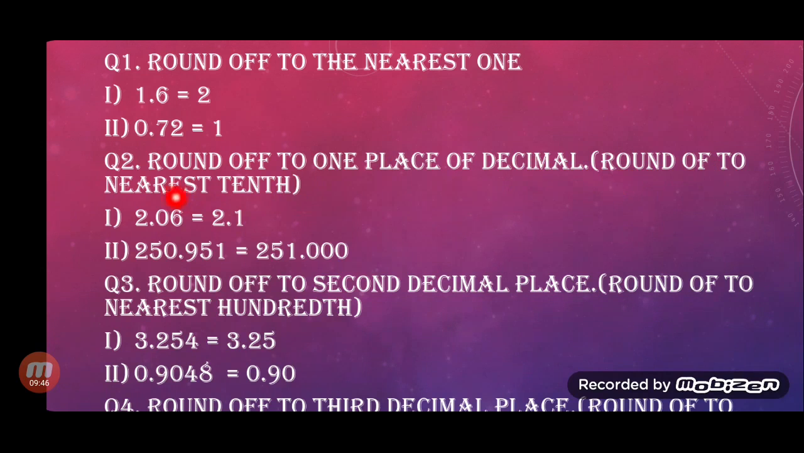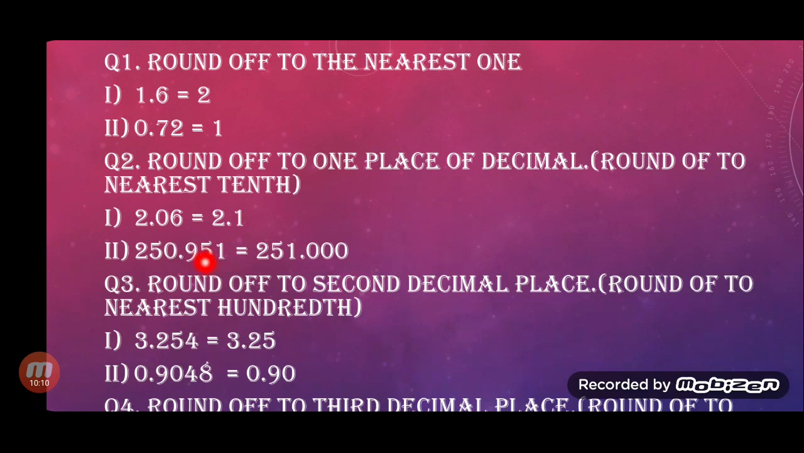Okay. Once again, round off to the one place of decimal. Round off to the nearest tenth. So 2.06. We have to round off the 0 here. Just see the digit just to the right of it, the hundredths next to the tenth. It is more than 5. We will add 1 to the 0 in the tenths digit, so it will become 2.1.